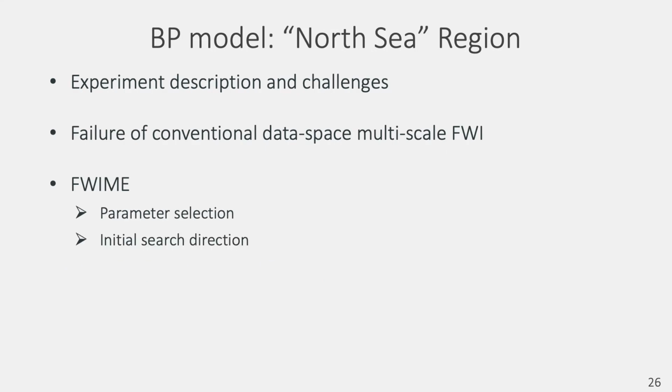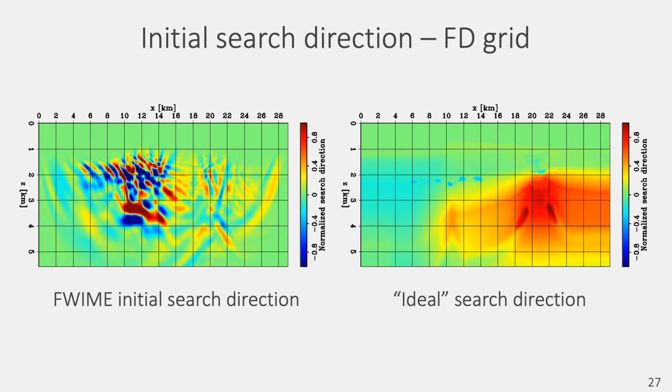Okay, so now let's begin by examining the FWIME initial search direction and illustrate once again the benefit of our spline parameterization. The left panel shows the scaled initial FWIME search direction on the finite difference grid, and the right panel displays the ideal search direction, which is the difference between the true and the initial models.